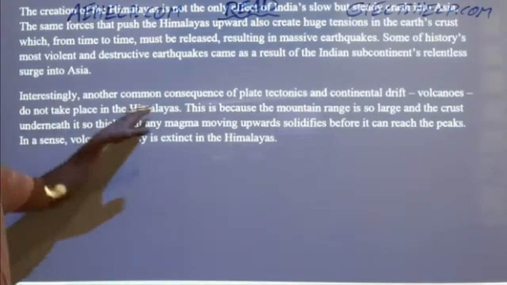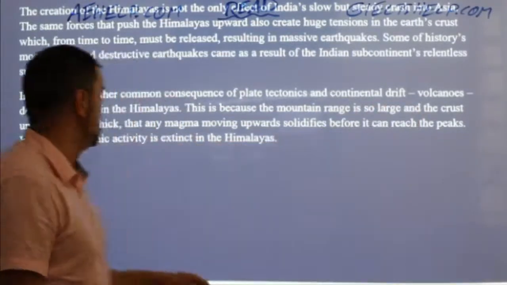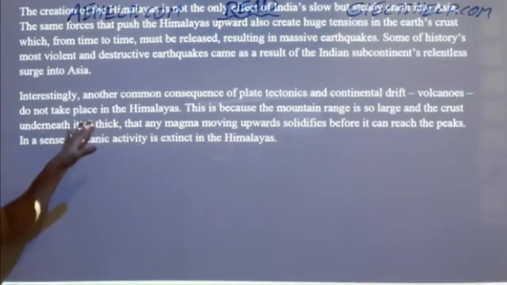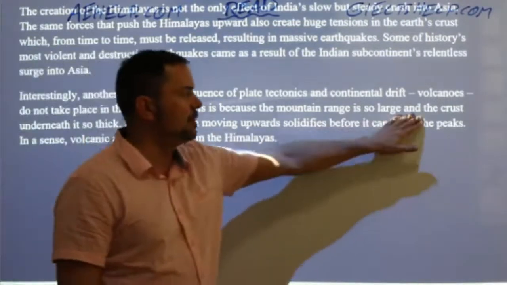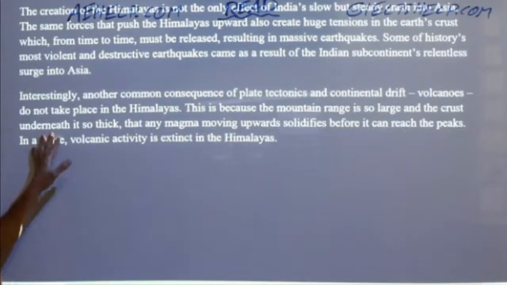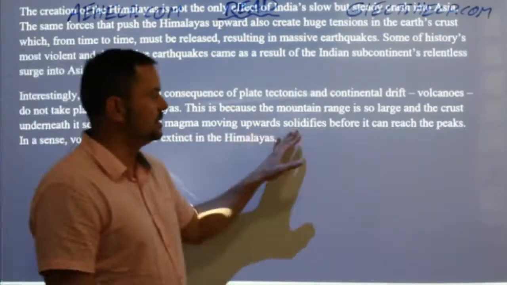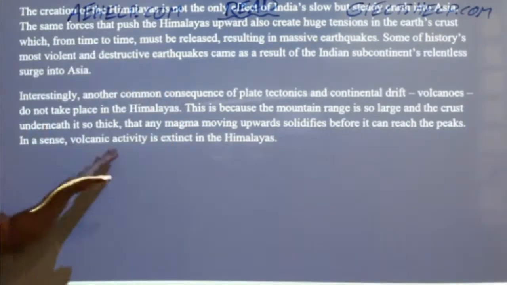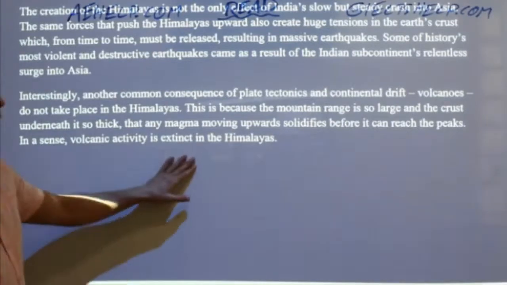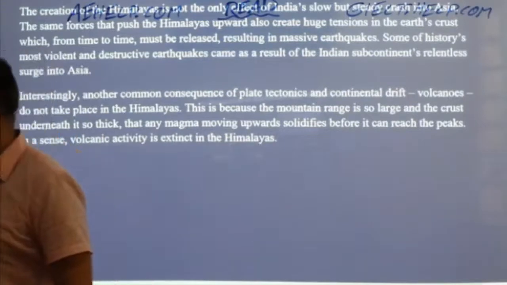Interestingly, another common consequence of plate tectonics and continental drift, volcanoes, do not take place in the Himalayas. This is because the mountain range is so large and the crust underneath is so thick that any magma moving upwards solidifies before it can reach the peaks. In a sense, volcanic activity is extinct in the Himalayas. So good news for people living around the Himalayas, it is unlikely that you need to worry about volcanic eruption.